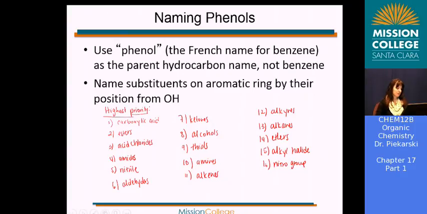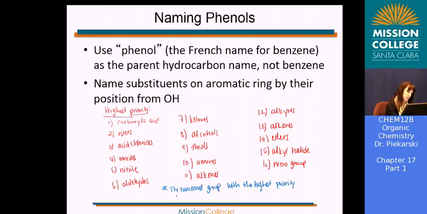And so therefore, the functional group with the highest priority will be the one which gives the suffix to the name.